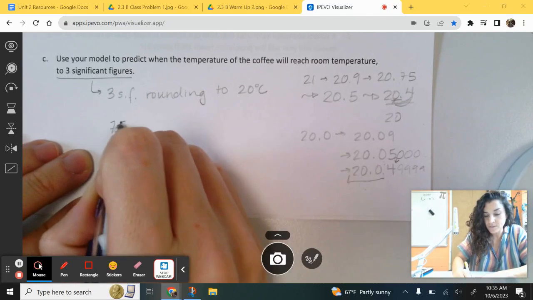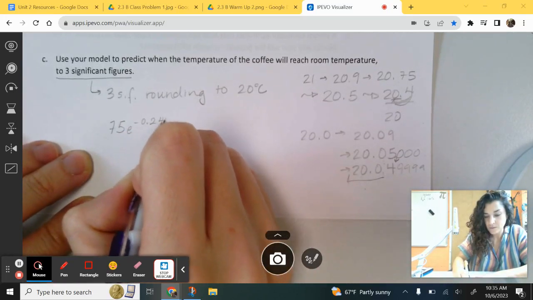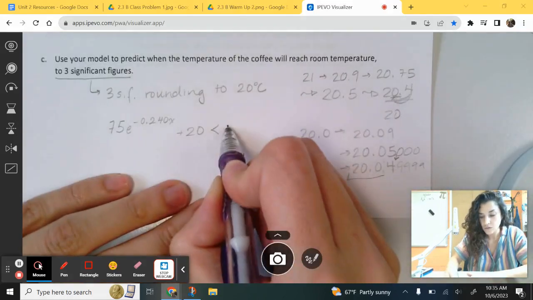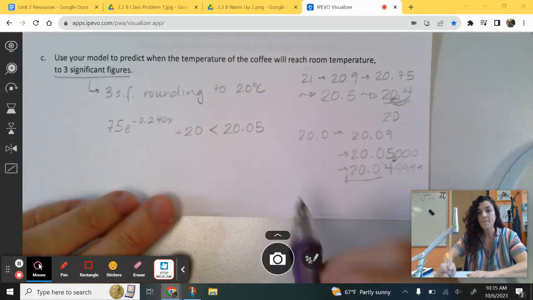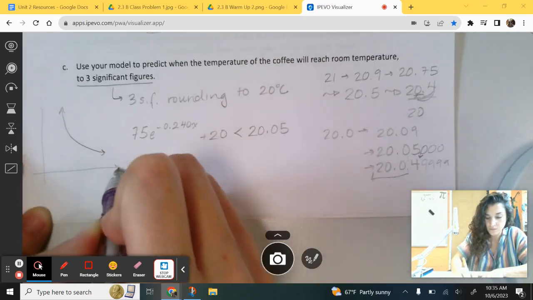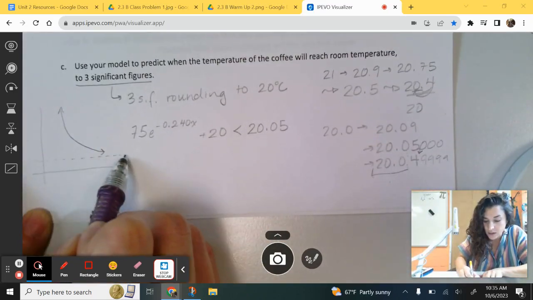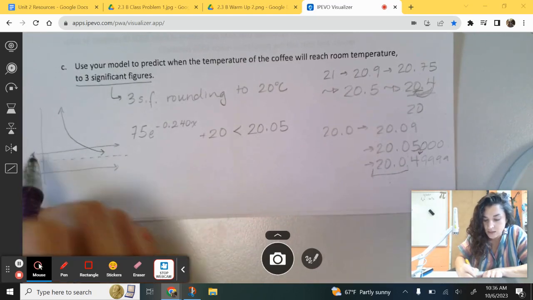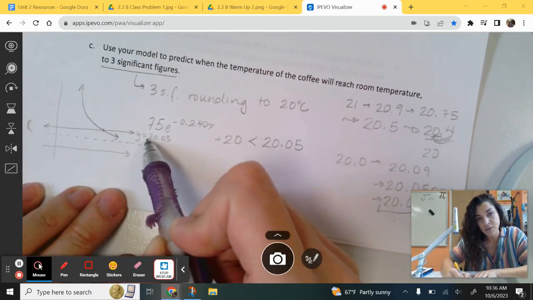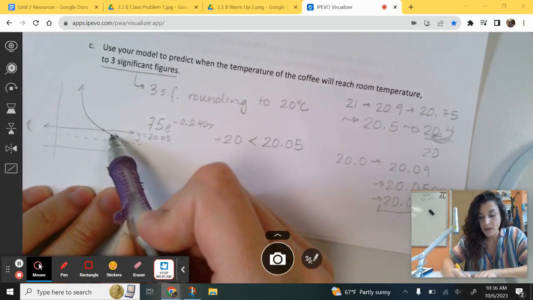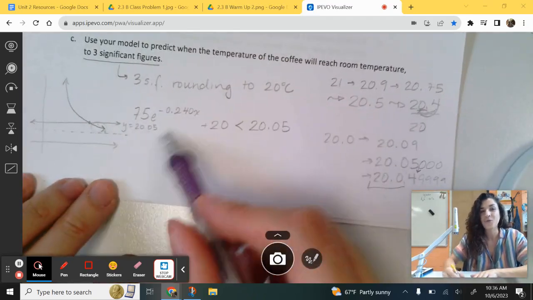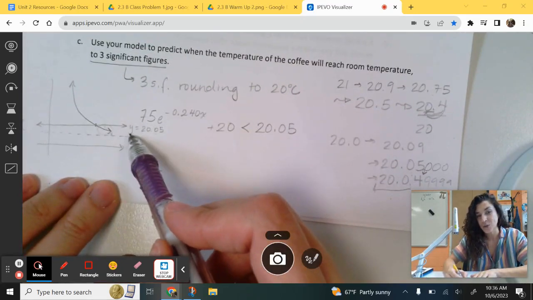when does the equation dip below 20.05, right? If this is our horizontal asymptote, and this is the value y equals 20.05, the moment that the equation dips below this value is the moment in which these values would round to 20.0, 3 sig figs. So hopefully you can guess at this point, I would need to find the intersection between this y value and this equation.